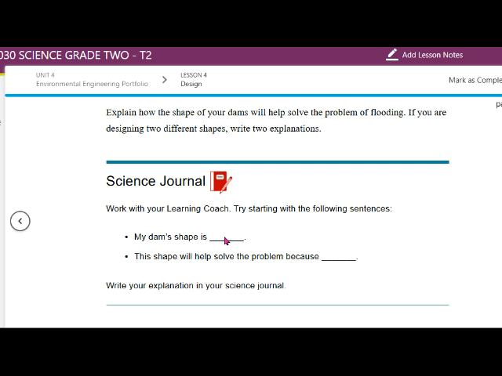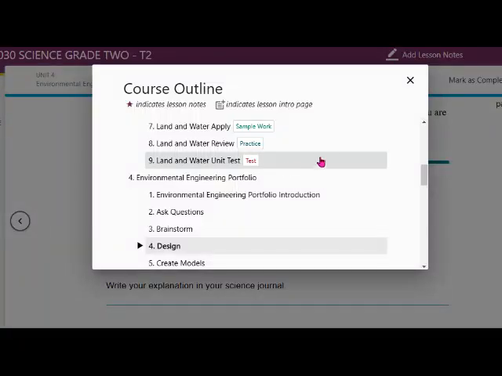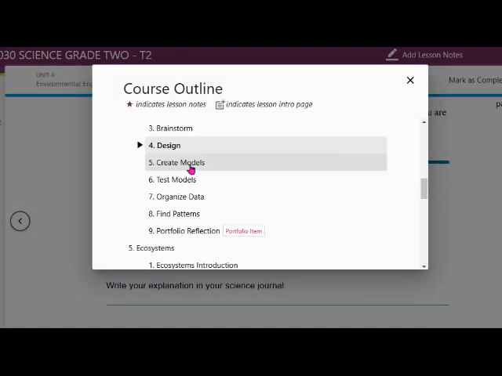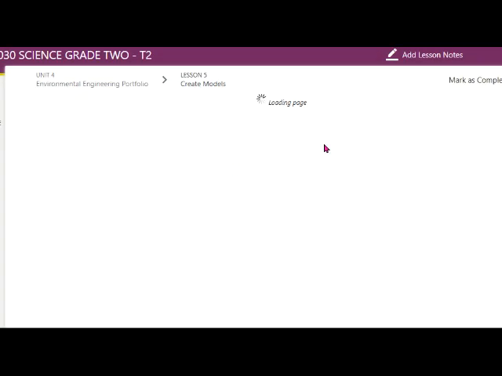So right here, here are some sentence starters that you can add into the design section of your science journal. This is a really good stopping point for another day. We've done brainstorming, we've done designing. I'm going to go ahead and go into lesson 5, but this is a good part to stop at before you create your models, before you actually build your dams.